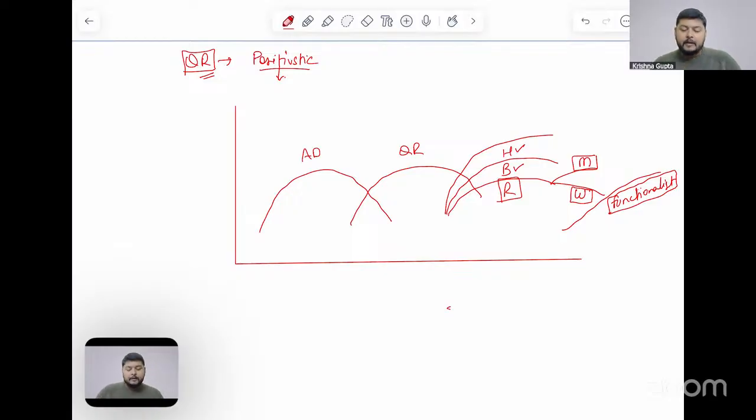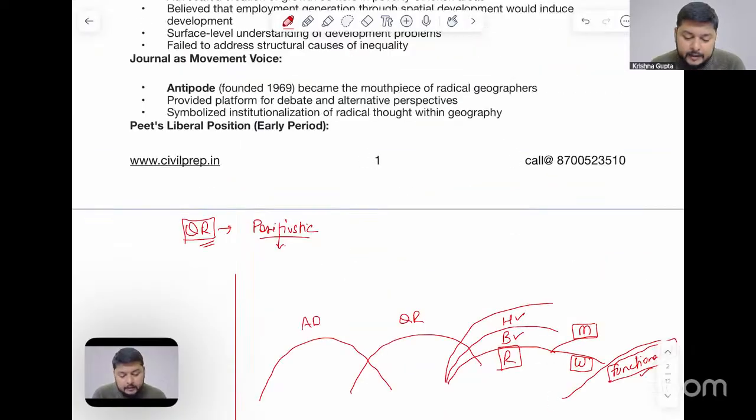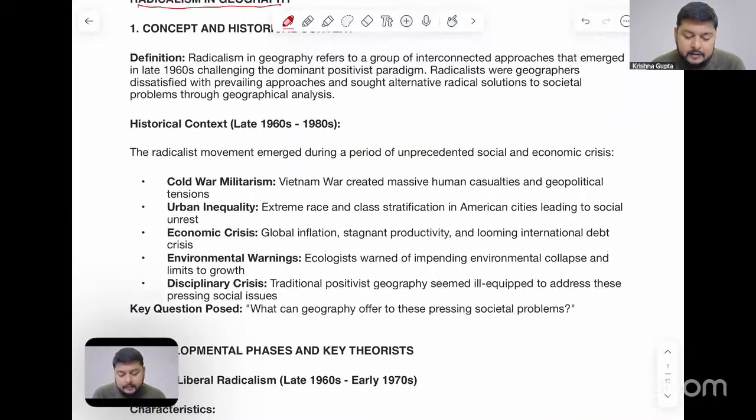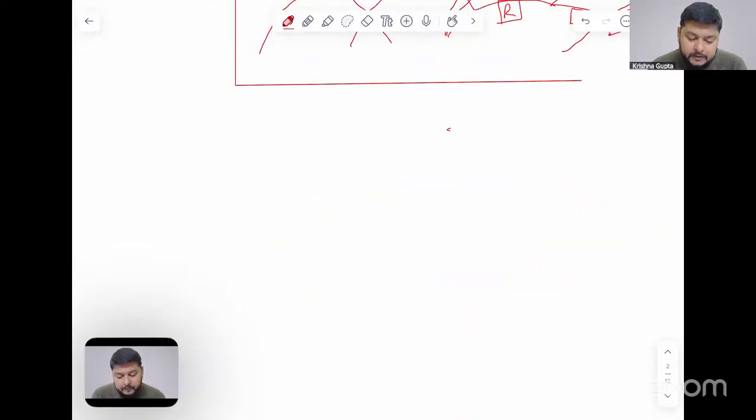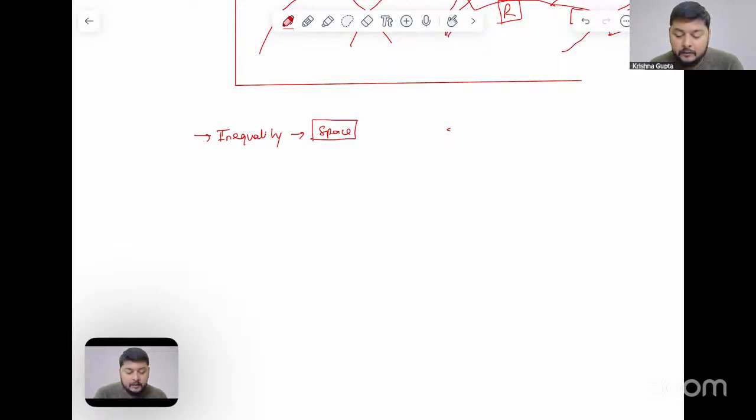Now this is the functionalist approach. Under the radical part, we will see that there were certain issues in geography which were related to inequality. Certain geographical schools over the world saw that there are inequalities prevailing over space. When we talk about inequality prevailing over space, we need to see certain examples of how it was actually seen.